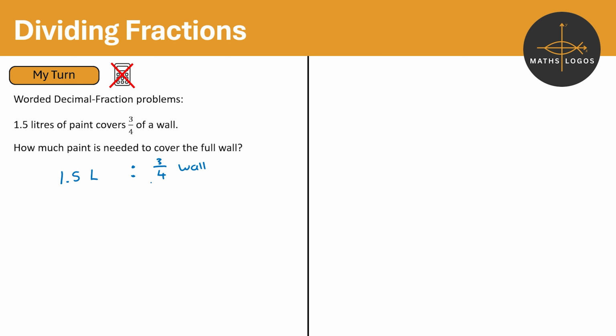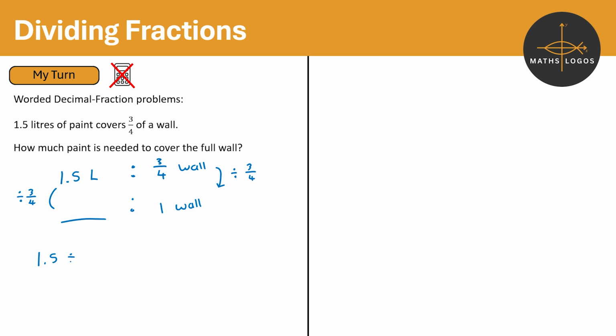And what we want to do is we want to scale on the right-hand side so that it's actually equal to 1 full wall. I'm going to write 1 wall here. And what I can do is I can think, what did I do to go from 3/4 to 1? Well, I divided by 3/4 because 3/4 divided by 3/4 is 1. So what that means is I'm going to do my 1.5 liters divided by 3/4 as well.